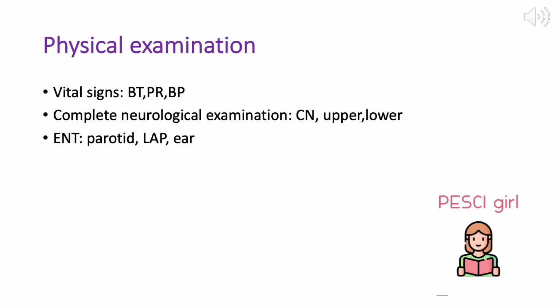We should do a complete neurological examination that would include cranial nerve examination, upper motor neuron disease, lower motor neuron examination, and also cerebellar examination. Another important part is complete ENT examination with a special focus on ears. We want to check ears for the infection, for vesicular rash, which would indicate Ramsay-Hunt syndrome, and for lymphadenopathies.